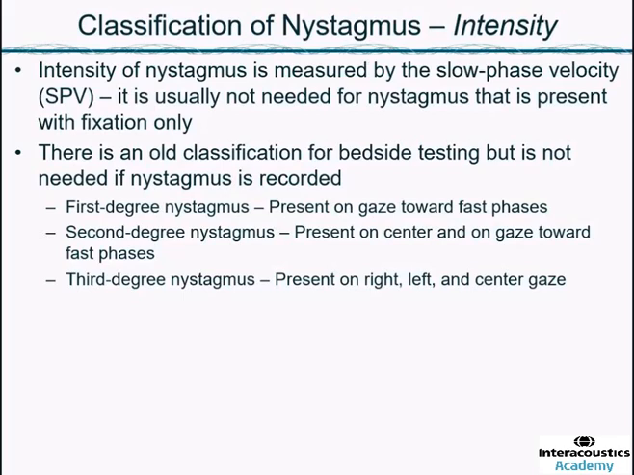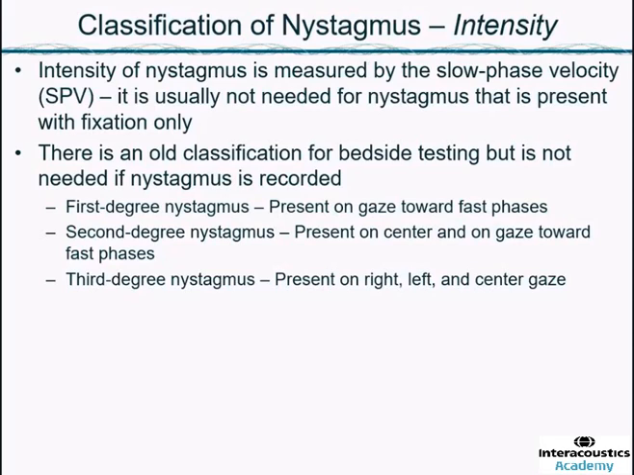Second degree nystagmus is the one that's present in the direction of the fast phases, but also in the center gaze. So somebody who has left beating nystagmus in left gaze and left beating in the center gaze, that's a second degree nystagmus. And finally, the third degree nystagmus is that nystagmus that's present in all three gaze positions, right, left, and center.